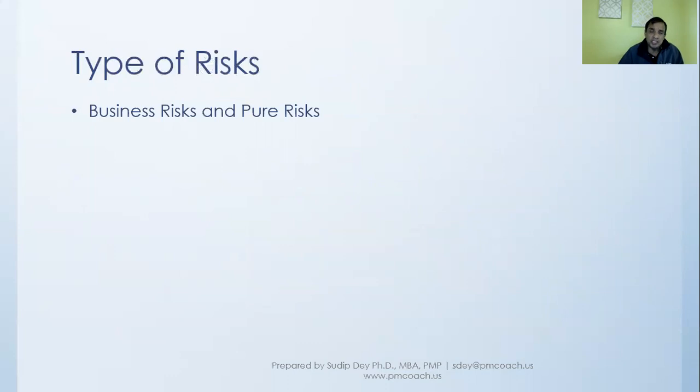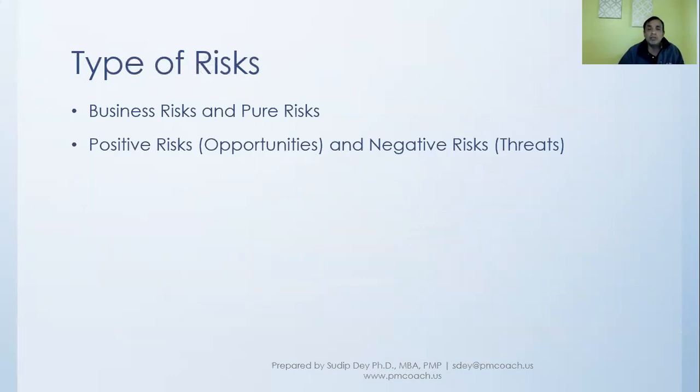As opposed to business risks, there are pure risks. Pure risk has no benefit. It's like the natural causes that happen. They are pure risk. If there is a hurricane, there is an earthquake, these are pure risks, and they can happen, they do happen. So with pure risks, there is no benefit that we can think of.